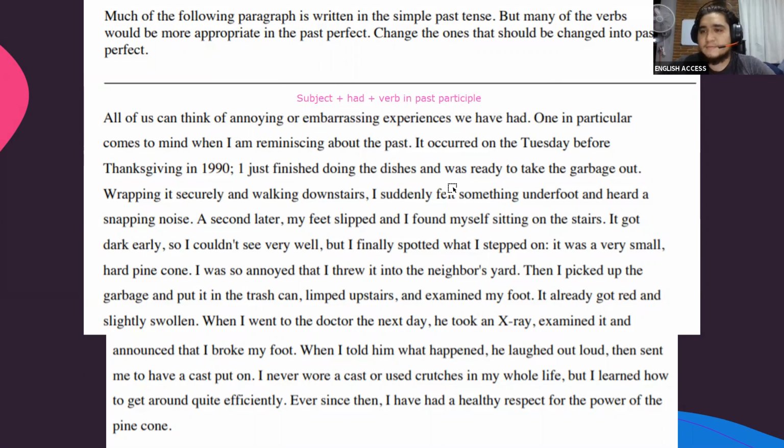Now we're going to do it in our notebooks. We're going to take 10 minutes to read and to change some of these sentences into past perfect statements, so they make more sense. All right, remember we have expressions that can help us.